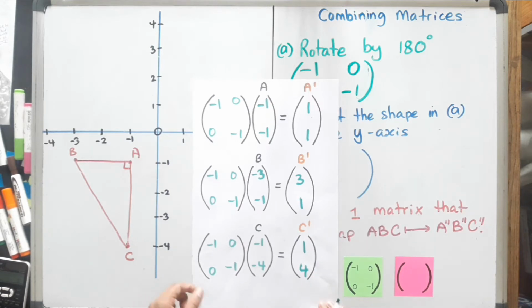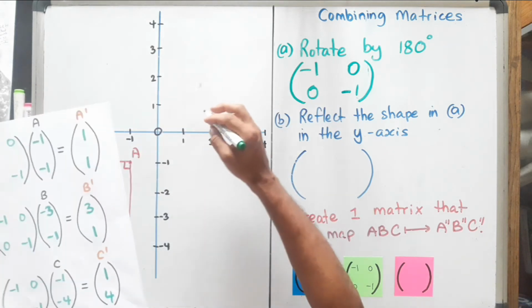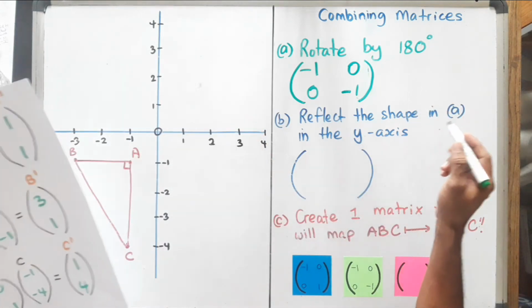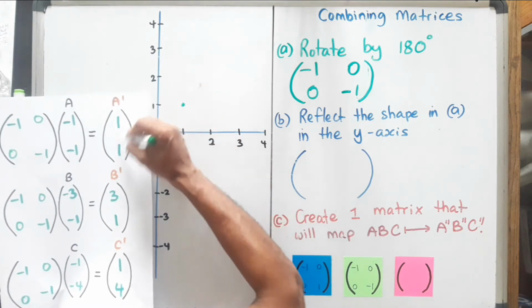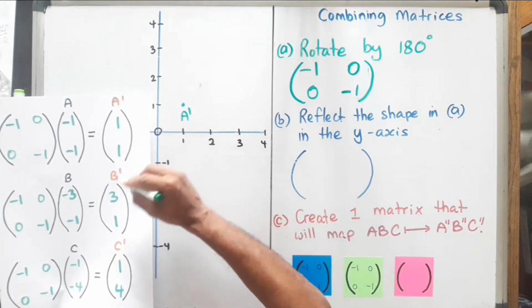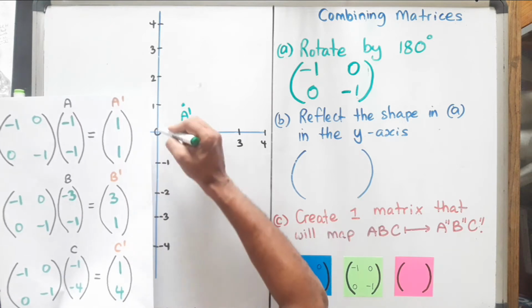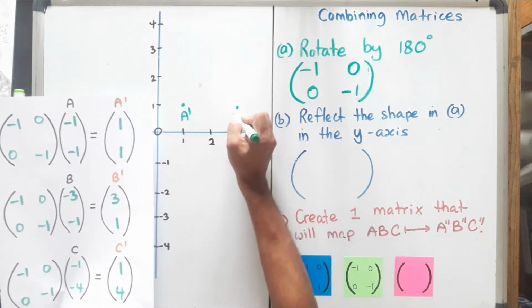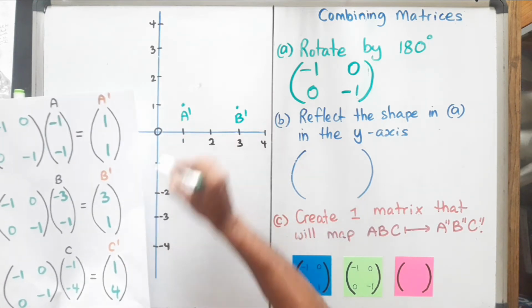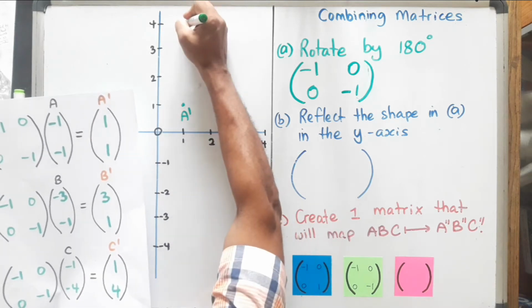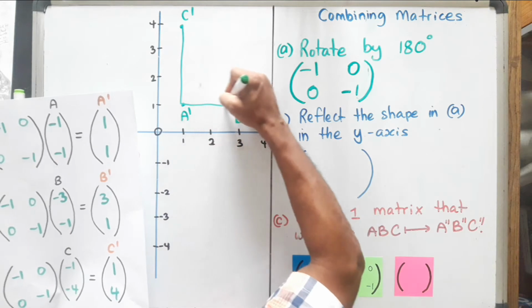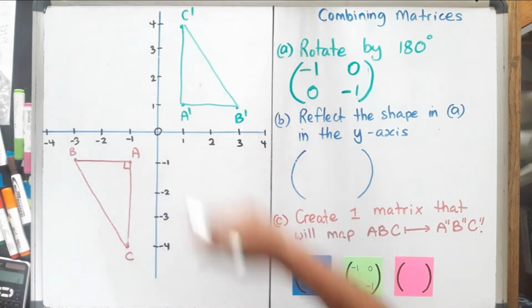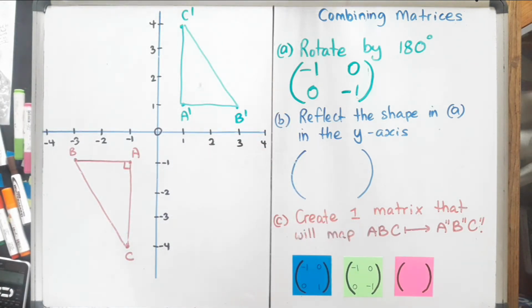So let's waste no time and plot these new points. 1, 1. So it's a rotation by 180 degrees. So A dash will be here now, 1, 1. B prime is 3, 1. And C prime is 1, 4. And if we connect this up, sorry for my bent up lines, but this is the best I can do at this point in time.